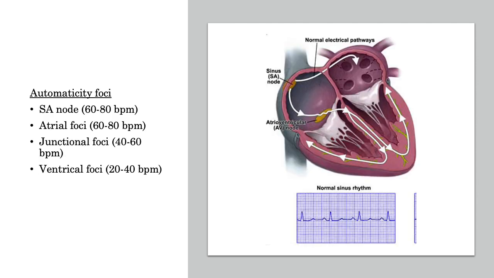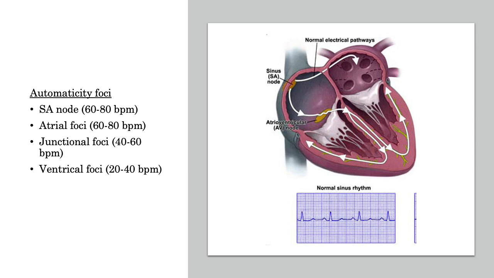It's important to know the normal rates of automaticity for the different foci of electrical activity within the heart. So the normal automaticity of the sinus node is 60 to 80 beats per minute. We do recognize that normal heart rate is 60 to 100 beats per minute, but typically the sinus node for a person at rest is going to run between 60 to 80 beats per minute. Ectopic atrial foci will have a similar rate of automaticity.